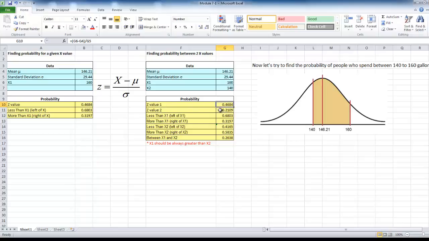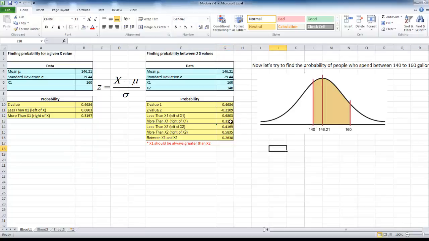And the second z value, similarly, x minus mu divided by standard deviation. Now x is 140. 140 minus 146.21, which is G7 minus G4 divided by G5, the standard deviation. So I have the z value 2 for 140.